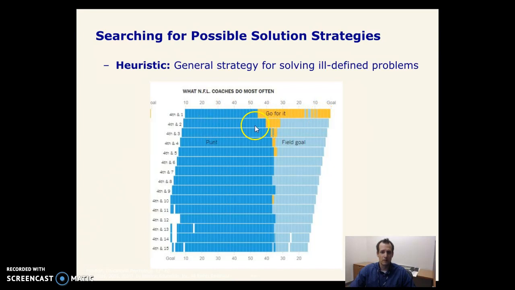If they're on the other side of the 50 and it's only 4th and 2, they'll go for it more often, and so on and so forth. But generally, they don't go for it that often. And you see a lot of field goals and a lot of punting. Well, this is just a heuristic, basically saying you only go for it if you're on the other side of the 50 and you're 4th and 2 or less. That's just a general heuristic that people seem to use. And then you decide if you're in field goal range. Well, that's a very ill-defined problem because there would be lots of factors.